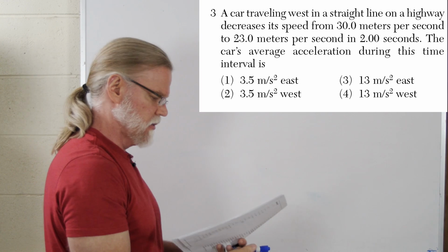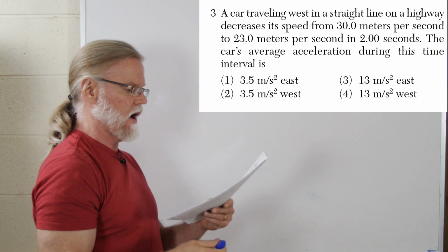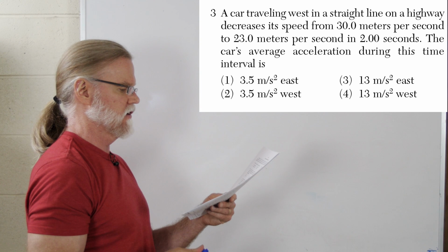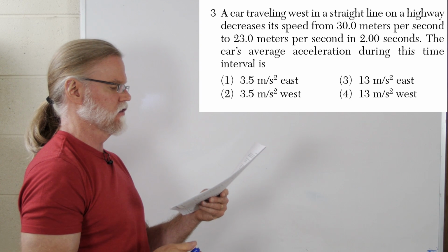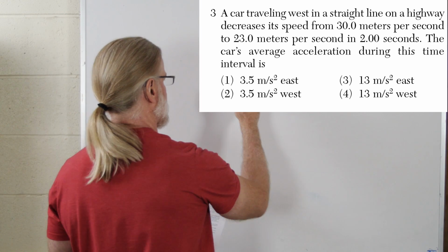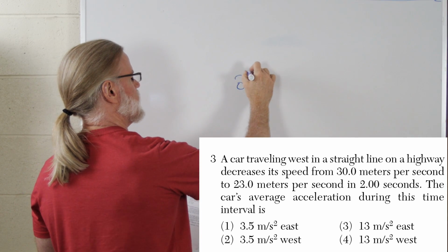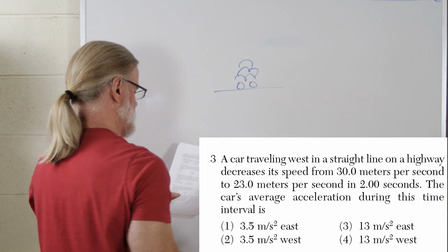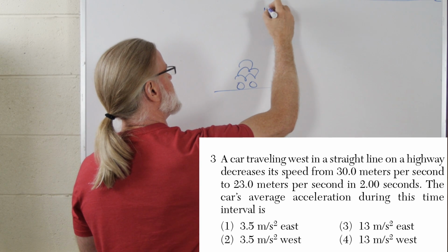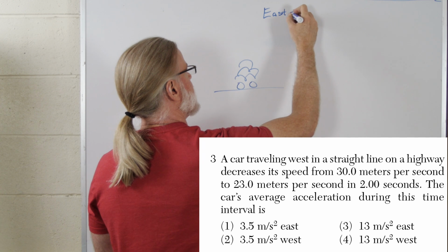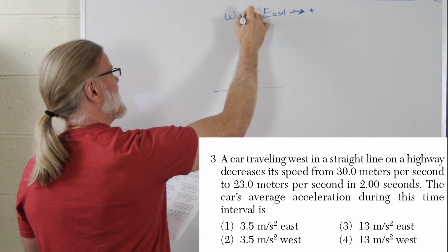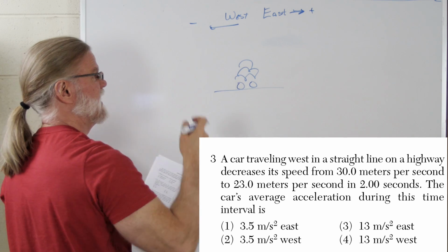All right. Number 3, a car traveling west in a straight line on a highway decreases its speed from 30 meters per second to 23 meters per second in 2 seconds. The car's average acceleration is what? All right, let's draw a picture. Here's my car, like that. And I'm going to say that east is that way. And I'm going to say that's plus. So I'm going to say west is that way, and I'm going to say that's negative.